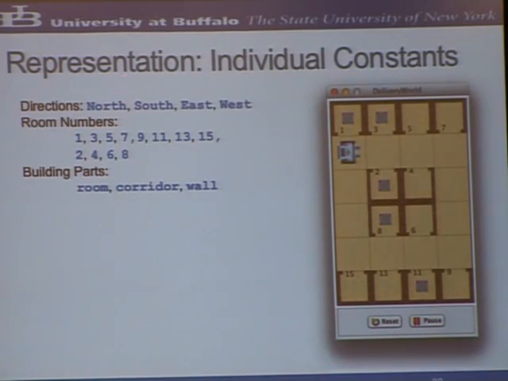So here are the individual constants. There are the directions, north, south, east, and west. Room numbers, 1 through 15. And the building parts, room, corridor, and wall. So those are KL terms denoting the agent's notion of these things.